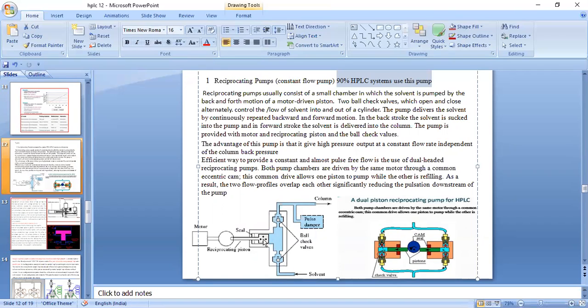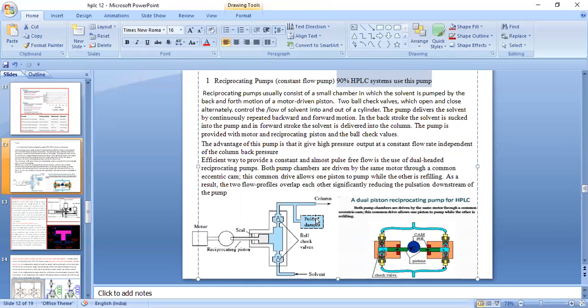So when the piston moves out of this chamber, the mobile phase moves into the chamber, and then it presses back, that is, it moves back into this chamber. It results in the flow of the solvent through this ball valve into the column.